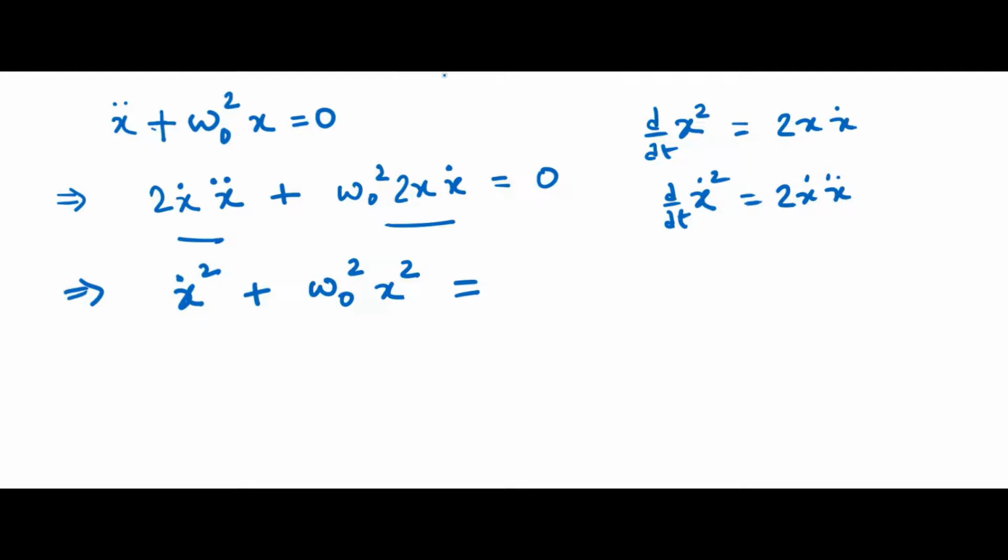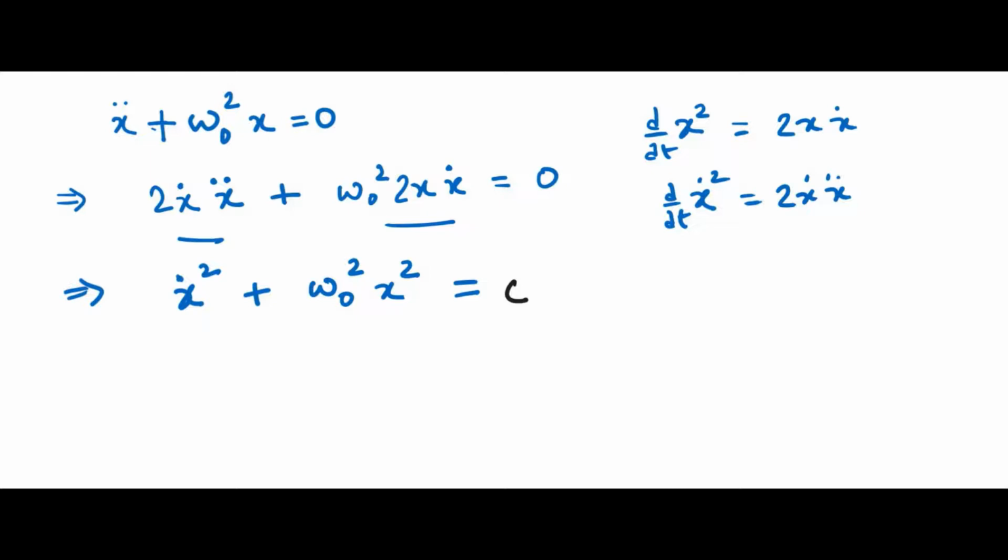equal to some constant k. Sorry, I'm going to call this one c. So the integration of this equation leads us to x dot squared plus omega naught squared x squared equal to constant c. Now if we apply the boundary condition, then it's possible to find this value for c as well.